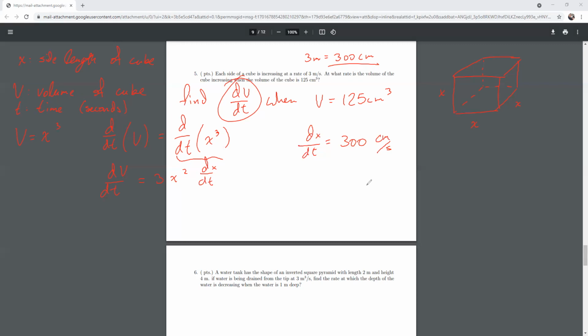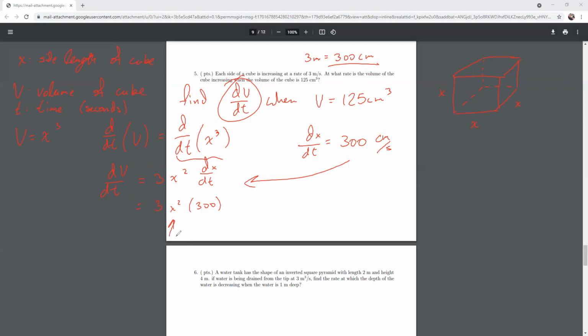Perfect. So now we have this. Now we can plug it in, right? So this gives us 3 times x squared times 300. I'm just going to drop the units for right now. So we're almost there. We almost solved for this, but not quite. We have to figure out what x is so we can plug it in.